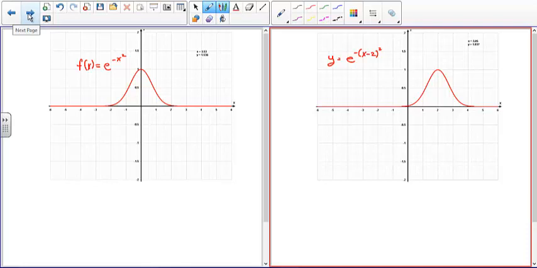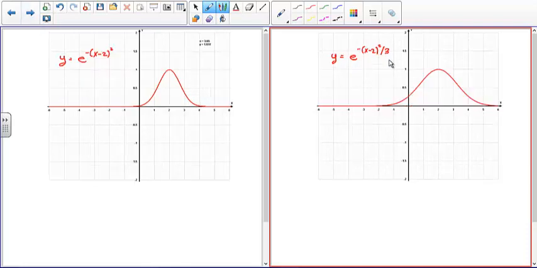And let's see what I do next. Next, I divide by 3. That doesn't change the maximum. It doesn't change where the maximum occurs. It just spreads it out further. So the curve is not as sharp around this maximum. And then multiplying by the 0.5, what that does is it just moves everything down.